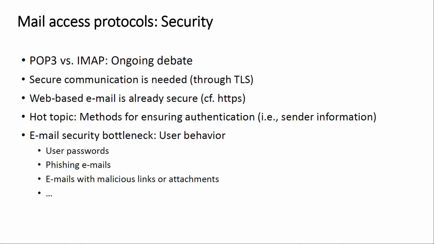Methods for ensuring authentication are still a hot topic. Email security bottleneck depends on user behavior, because all of your security actually depends on the quality of your password. If you choose a weak password, people can capture your email accounts. Phishing emails are still a problem. Emails with malicious links or attachments are again still a problem. Our filters are really good nowadays, but still a lot of them pass through the filters.